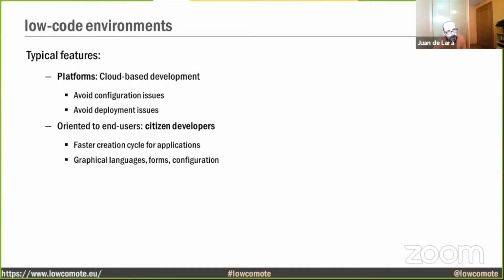If we look in more detail, what are the typical features of low-code environments? We can see that most of them are based on the cloud, because this simplifies many things: development, configuration, and also deployment for execution is just on the cloud. Also, many of these environments are targeted to citizen developers. These are developers that are not really professionals, but they want to have applications quickly for their business. So they don't use general programming languages like Java, but they normally use graphical languages, forms, configurations, and so on.